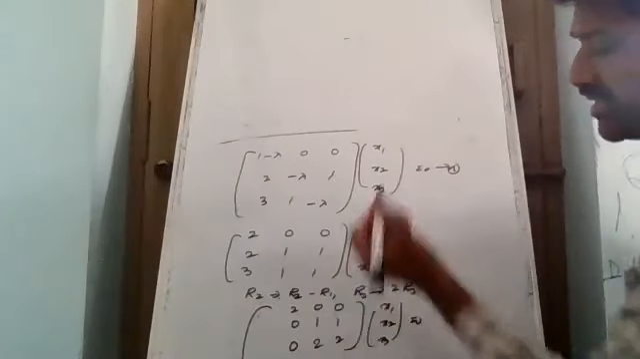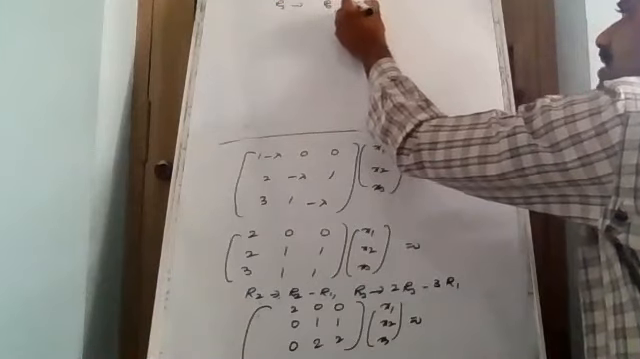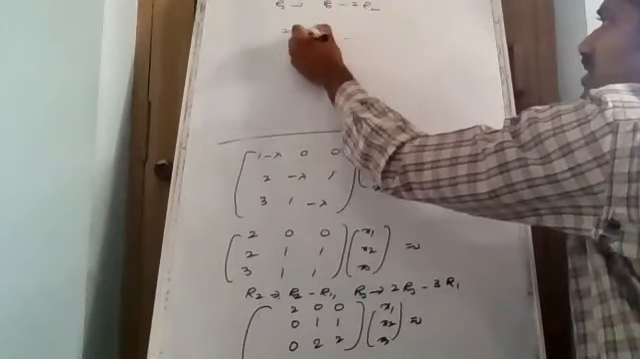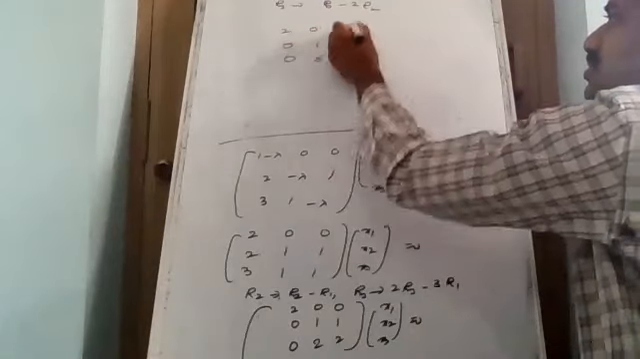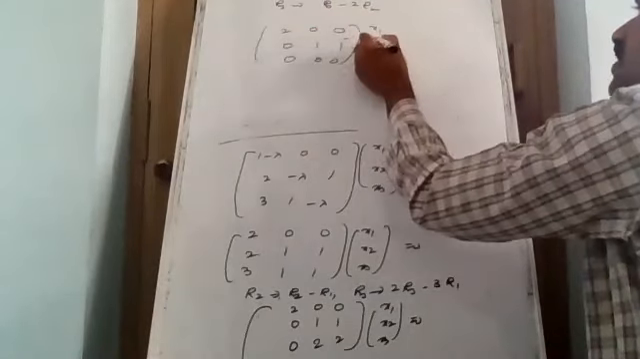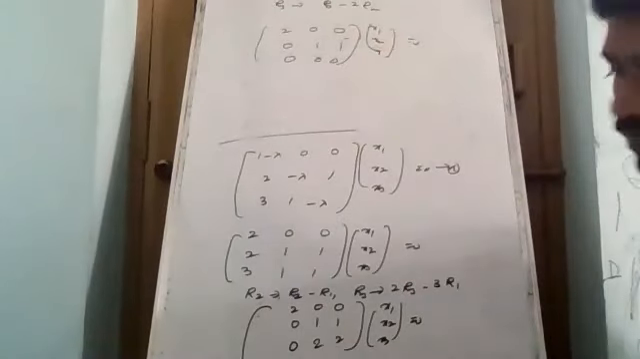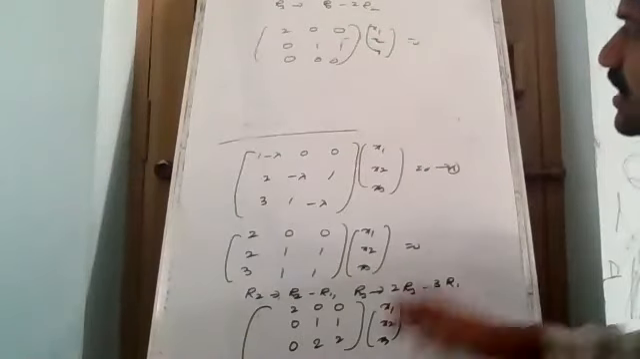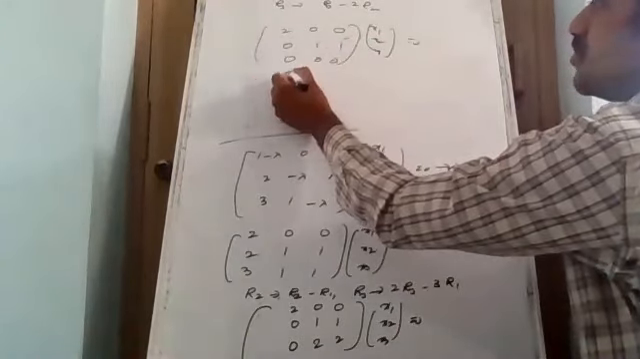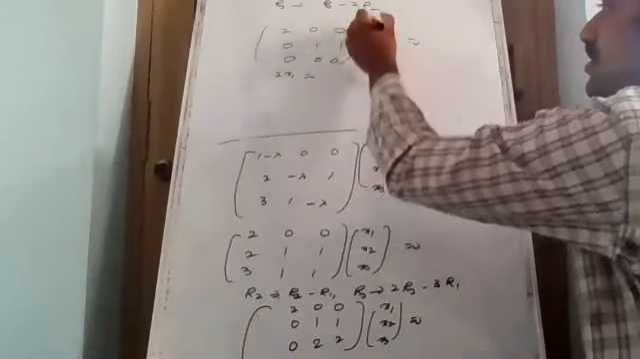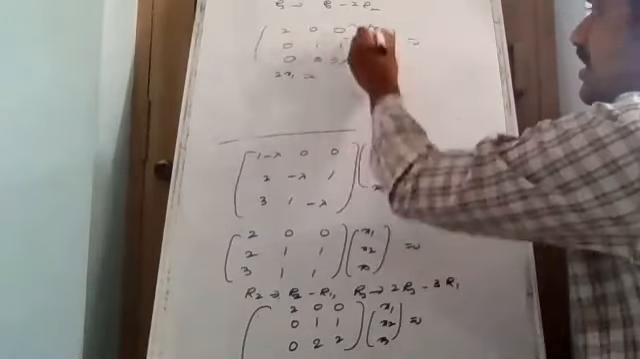Now again apply the row operation R3 gives R3 minus 2R2. So it becomes 2, 0, 0, 0, 1, 1, 0, 0, 0 into x1, x2, x3 is equal to 0. Now from this equation we can write the corresponding system of equations: first row into first column, 2x1 is equal to 0.